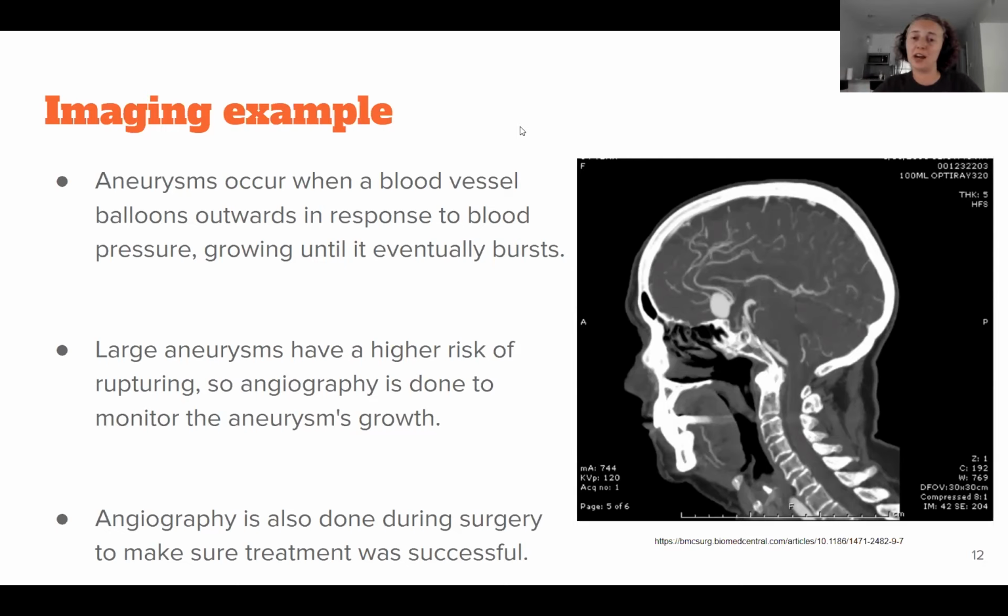If anybody's seen an MRI machine, you know they're really big, really cumbersome. So biomedical engineers might try to make these types of technologies smaller or more portable or less expensive so that more patients can have access to this technology.